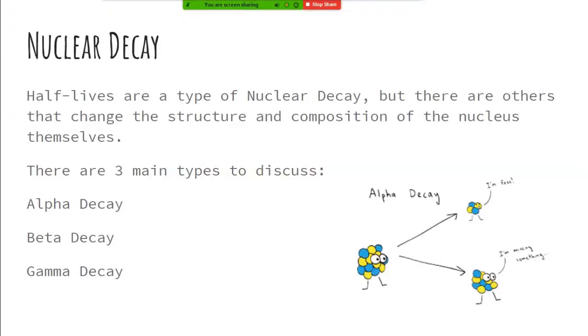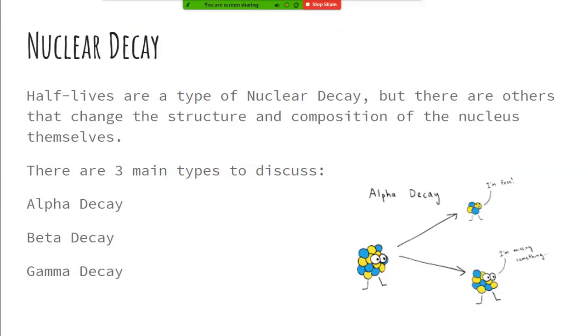All right, hello everyone. We're going to continue from our discussion of half-lives and now move on to nuclear decay. Half-lives are a type of nuclear decay that don't really change the composition of the atom, but there are other types of decay that actually do. The ones we're going to talk about are alpha decay, then beta decay, which is split into two parts: normal beta decay and positron emission, which is very similar. Finally, there's gamma decay.